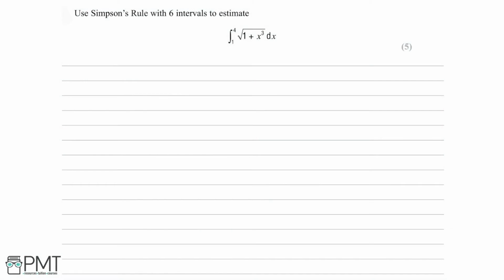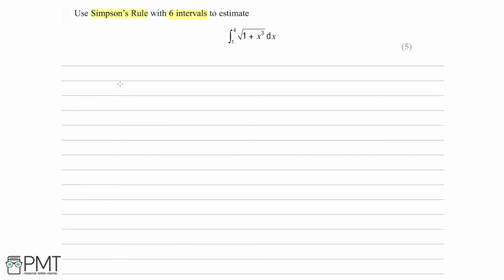So in this question, we're asked to use Simpson's rule with 6 intervals to estimate the integral between 1 and 4 of the square root of 1 plus x cubed with respect to x. This question is 5 marks. So the first thing we need to do is remember what Simpson's rule is.